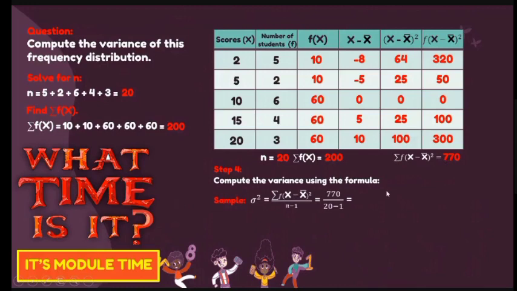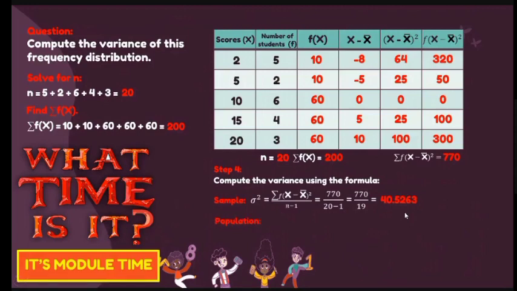So you will have 770 for the numerator, then divided by 20 since you have 20 students, minus 1. So you will have 770 over 19. Then next thing is to divide. You will have 40.5263. I approximate my answer to at least 4 decimal places.